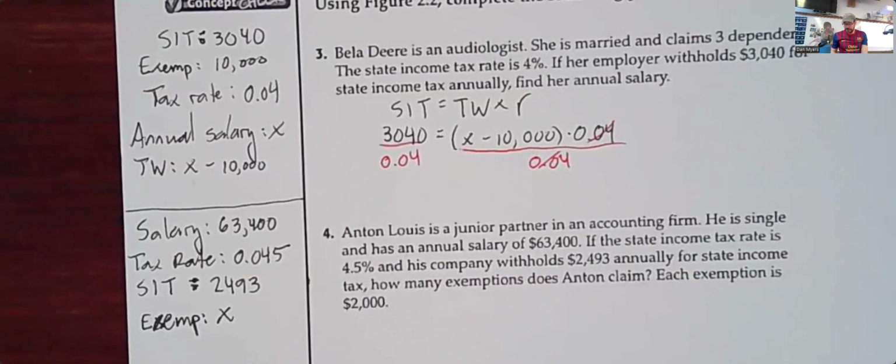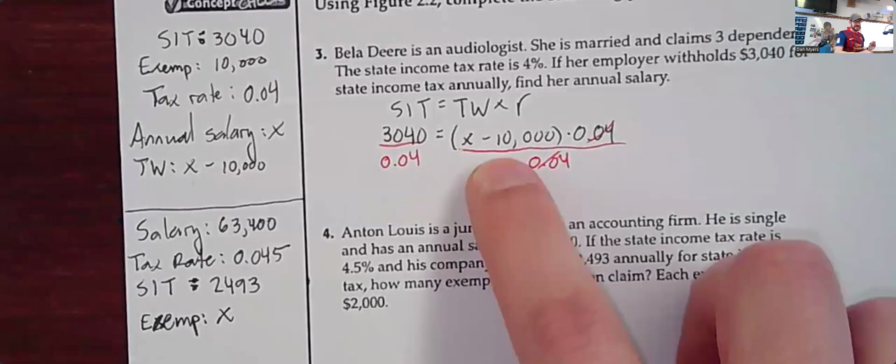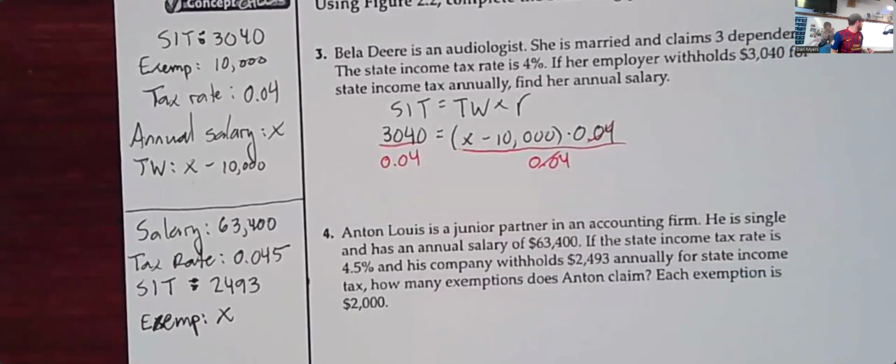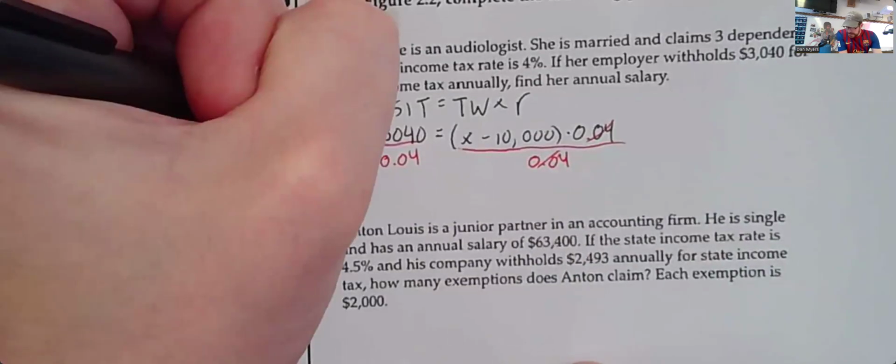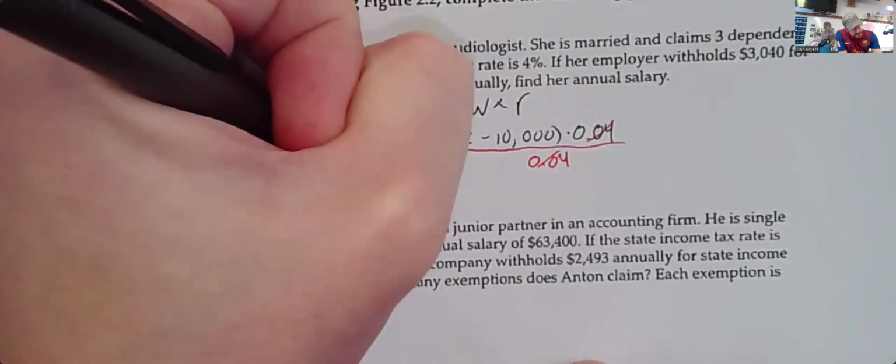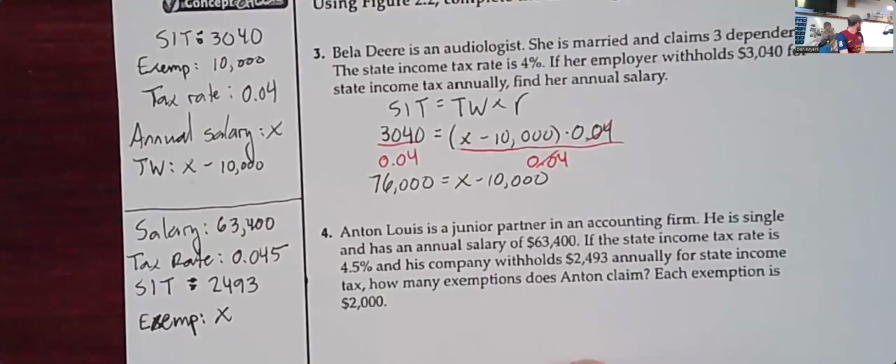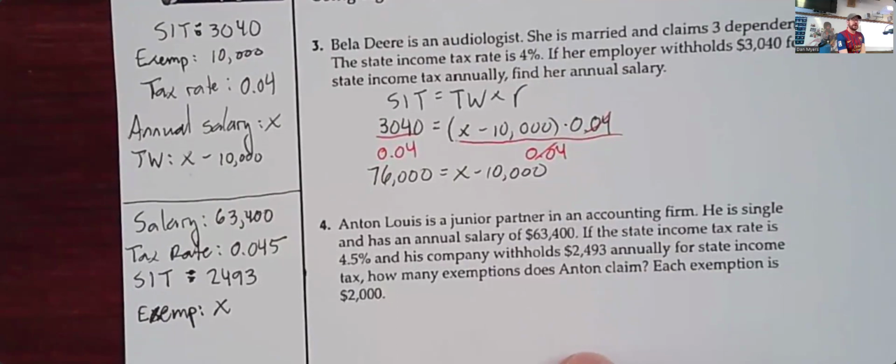So 3,040 divided by 0.04. If you did it the other way using the distributive property, you'll get the same answer. I just find this to be, in my mind, a little bit simpler, but if you want the other way, that's fine too. So that is 76,000. And that's equal to X minus 10,000. So now what we have to do to get X by itself is what?